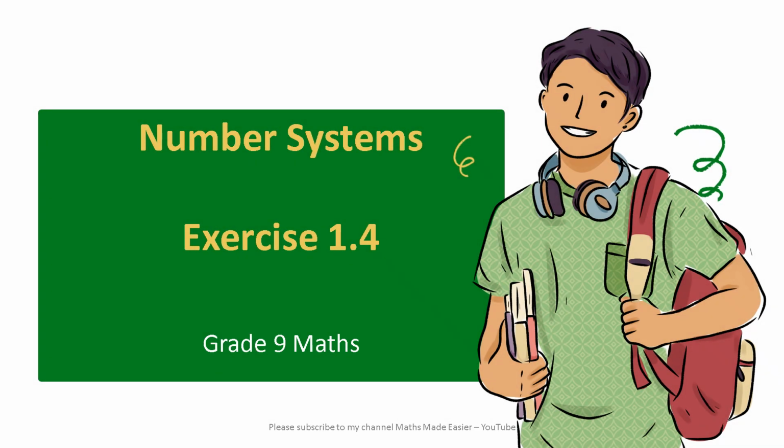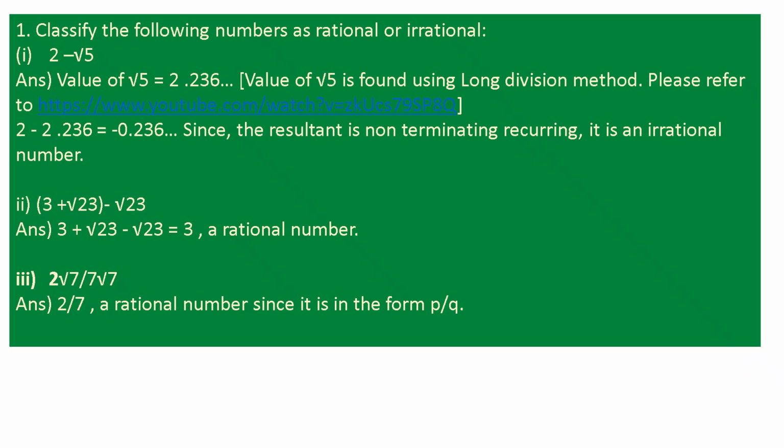Under the number system, classify the following numbers as rational or irrational. The first is 2 minus root 5. The value of root 5 is 2.236 and so on. The value of root 5 is found using the long division method.